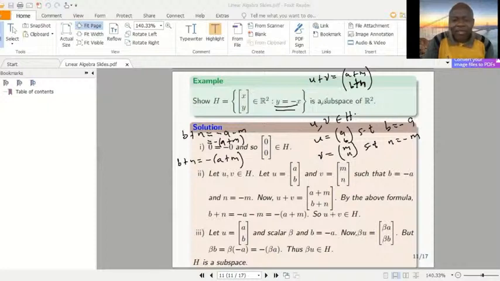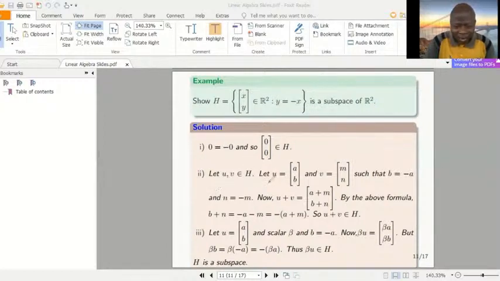And if that happens, then what it means is that therefore the sum u plus v is in H. It is in H because it obeyed the condition of the vectors that are supposed to be in H. So this vector is in H. That's what I showed here. When you follow this, you understand that's what I showed.